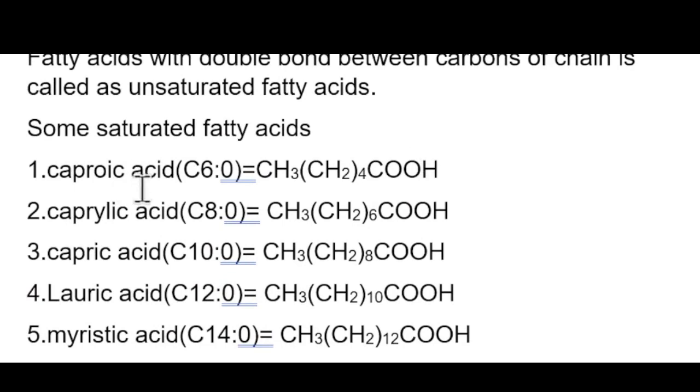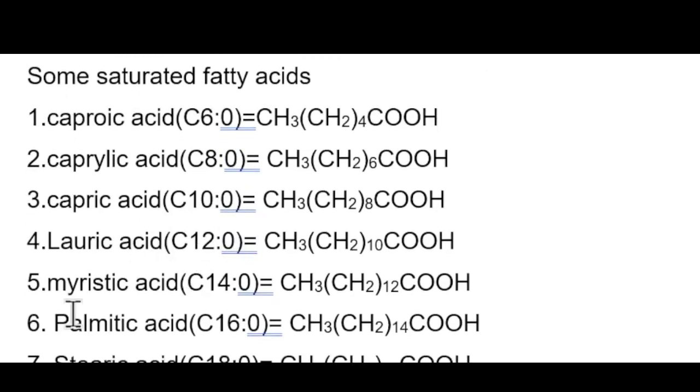Here you see capric acid. It is a saturated fatty acid. It contains 6 carbons and no double bond. Next, caprylic acid, C8. C8 means 8 carbons, no double bond. Capric acid, 10 carbons, no double bond. Lauric acid, 12 carbons, no double bond. Myristic acid, 14 carbons, no double bond. Palmitic acid, 16 carbons, no double bond. Stearic acid, 18 carbons, no double bond.